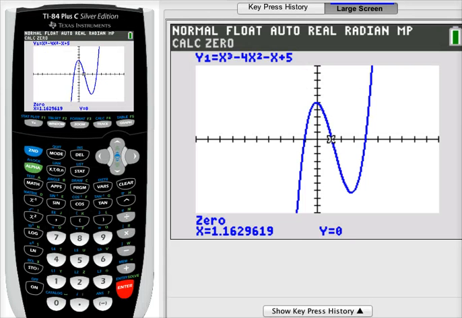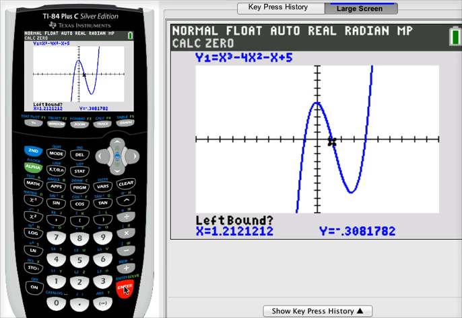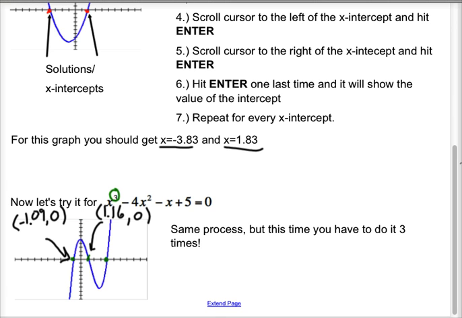And now let's look at our final 0. So I'm going to go into calculate. Want it to calculate the 0 for me. All right. There's to the left of it. There's to the right of it. Hit enter one more time. 3.93. So that 0 is at 3.93. And there are the 3 x-intercepts that we were looking for.